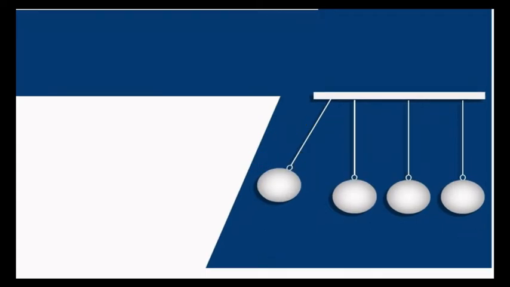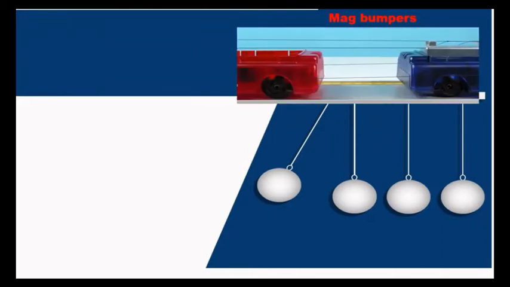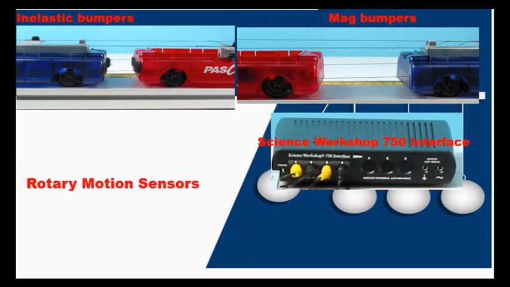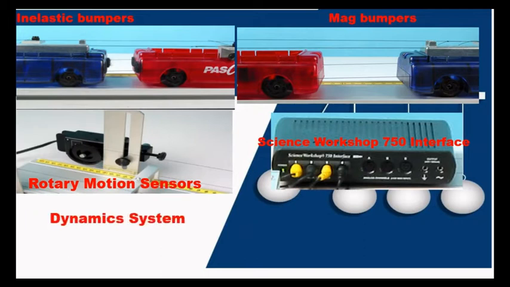The equipment of this experiment is magnetic bumpers and elastic bumpers, Science Workshop 750 interface, rotary motion sensor, and dynamic system setup.